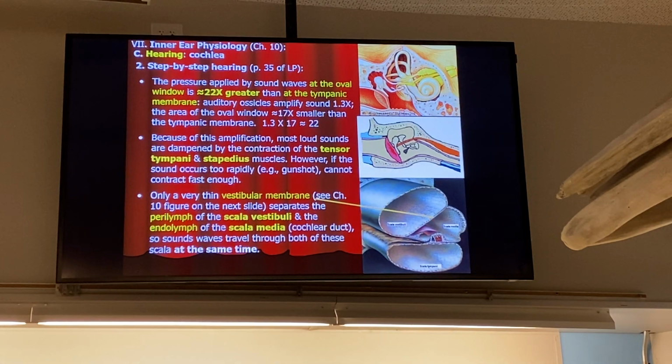Okay, so the sound waves go in perilymph first, scala vestibuli, but because the vestibular membrane is so thin, it goes right through it and goes through the endolymph of the scala media at the same time.